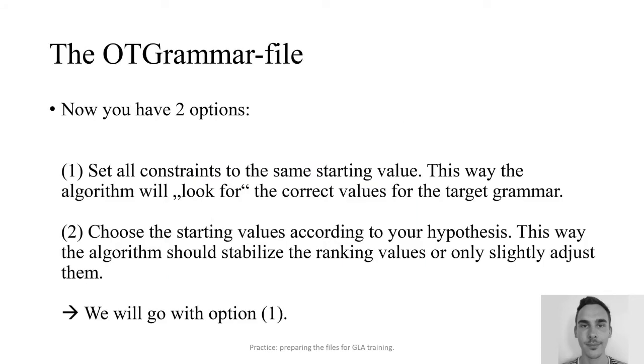As far as constraint ranking order is concerned, we now have 2 options. Option 1, set all constraints to the same starting value. This way, the algorithm will have to look for the correct ranking values that model the target grammar. Or option 2, choose the starting values according to your hypothesis. And this way, the algorithm should stabilize the ranking values by minor adjustments. We will go with option 1.